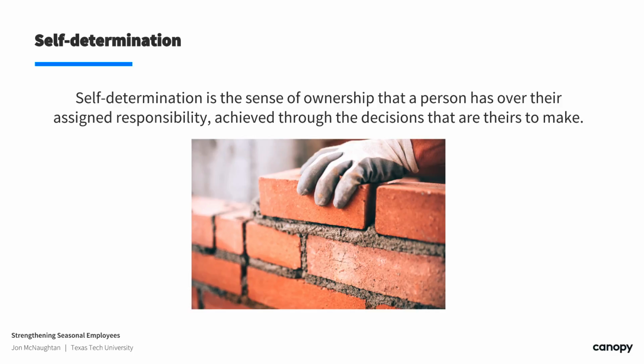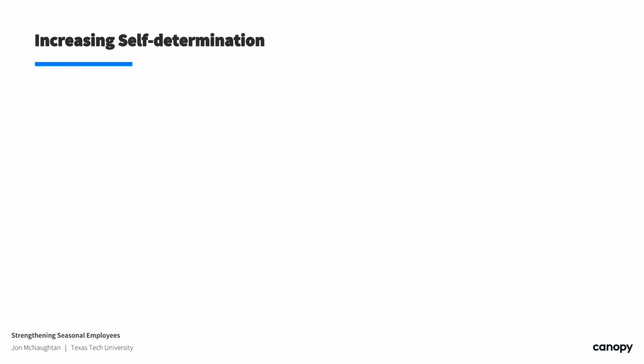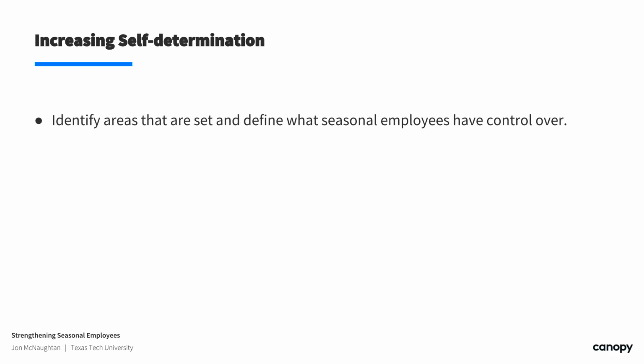And I've got a number of stories about this, but I want to share with you some of those ways that we increase self-determination. I'll share those as we talk. So the first one is identifying areas that are set and define what seasonal employees have control over. Basically, in our organization, there are things that have to be done a specific way. If you're an accounting firm with a specific software that you use, that's what we're going to use as seasonal employees. That's not a choice that seasonal employees get to make, right? We have specific practices in place for a reason. But there might be other things that they have some control over.